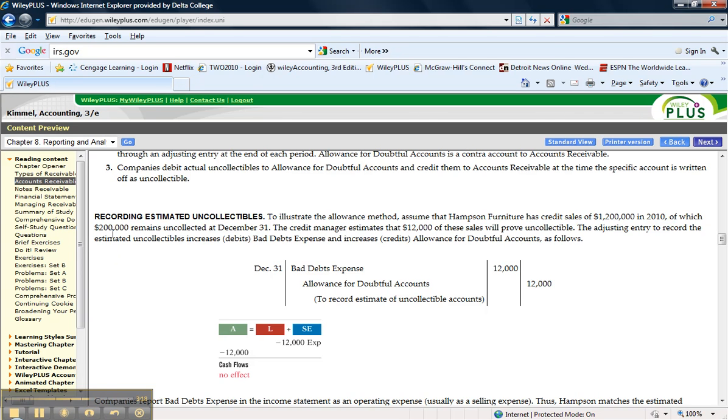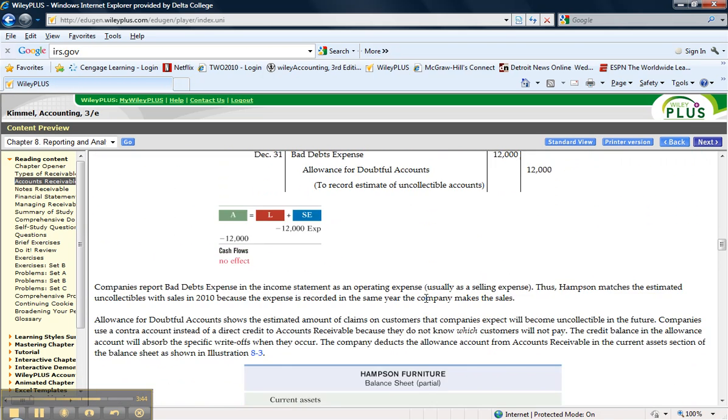You can see in this example, there were credit sales in 2010, and 200,000 remain uncollected. The manager estimates that 12,000 of these will be uncollectible. That means that $12,000 needs to be recorded as bad debt expense, and that will offset this credit sales amount in 2010 and the corresponding accounts receivable that remain unpaid, down to a cash realizable amount.